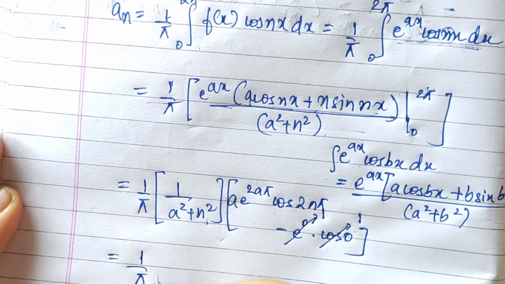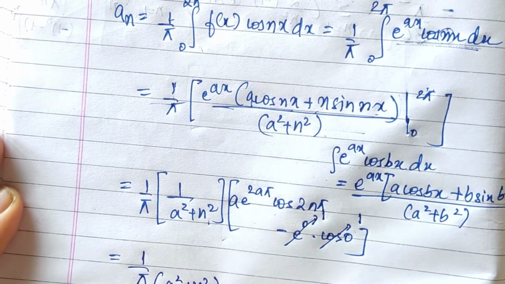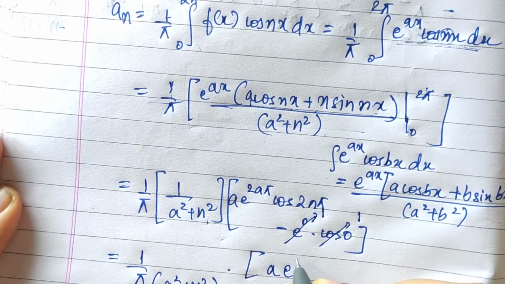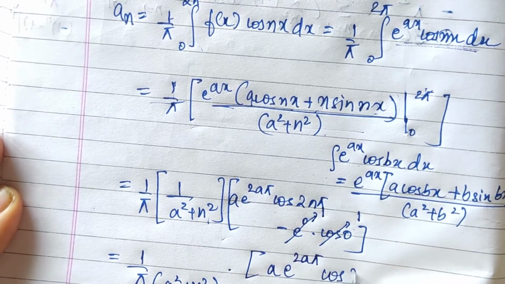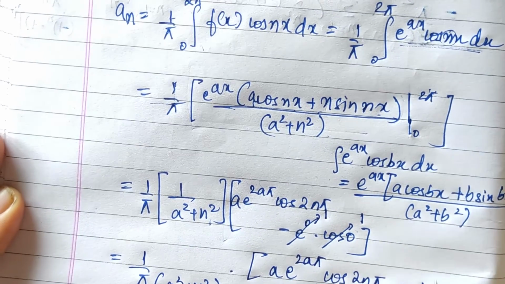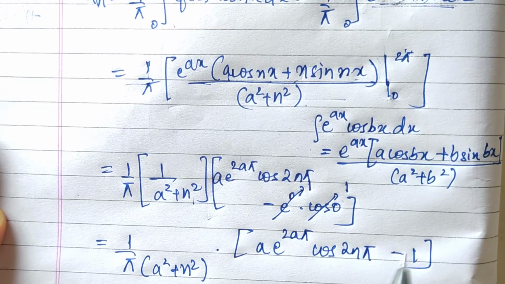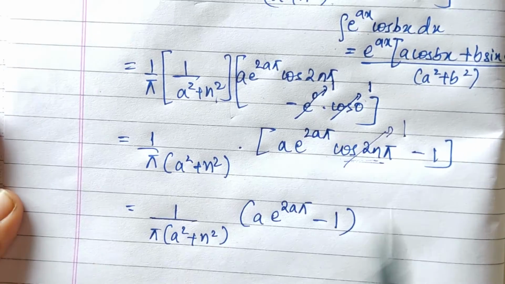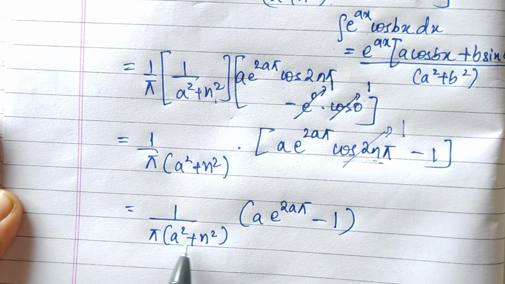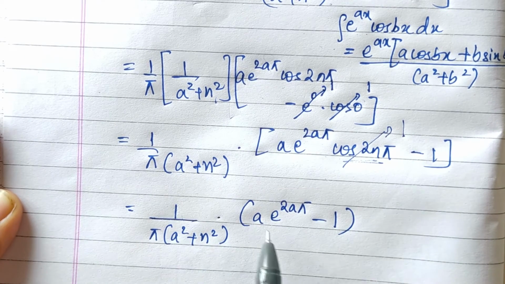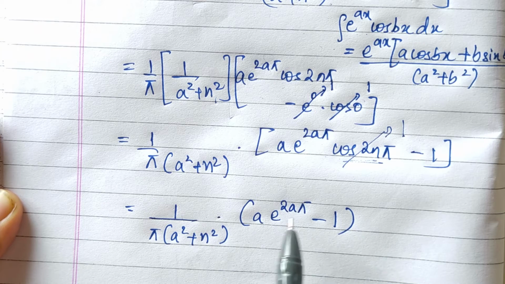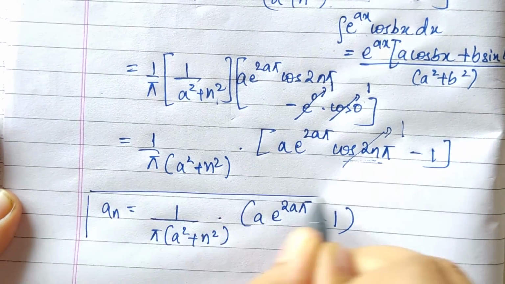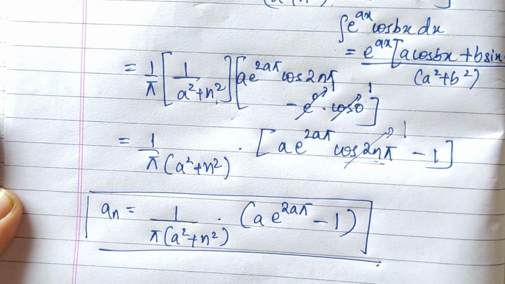So 1 by pi into a square plus n square. In the numerator, we have a into e power 2a pi cos 2n pi minus 1. Cos 2n pi is nothing but equal to 1. So then it becomes 1 by pi into a square plus n square into, in the numerator we have e power a into e power 2a pi minus 1. So this will be our an, right?